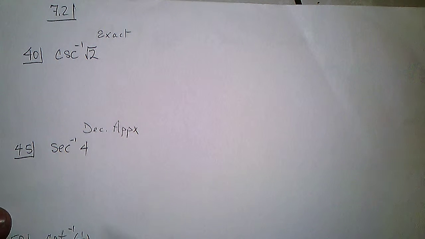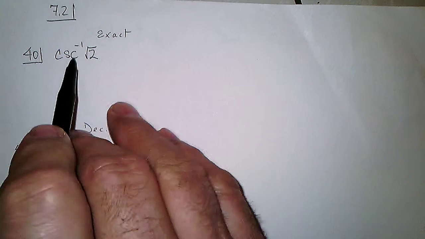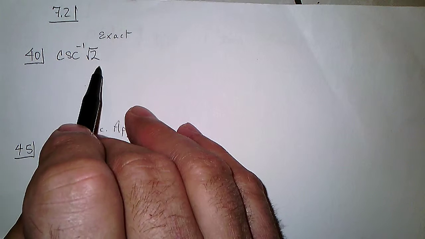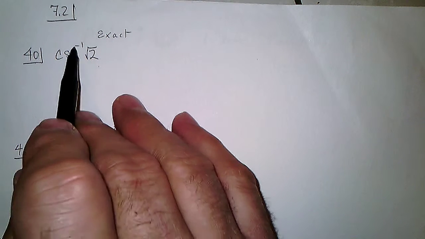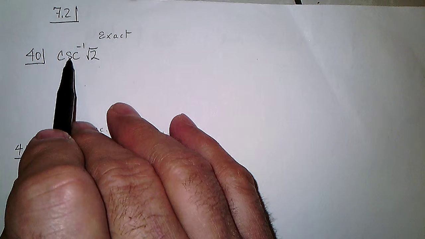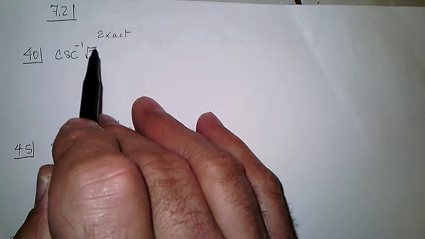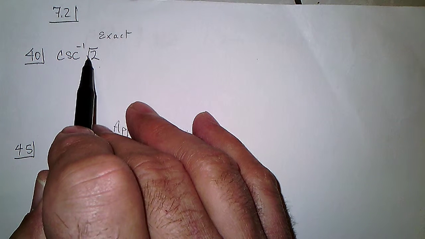All right, let's do some 7.2. Number 40, it says find the exact value of this. Well, this says there's an angle where the cosecant is square root of 2.